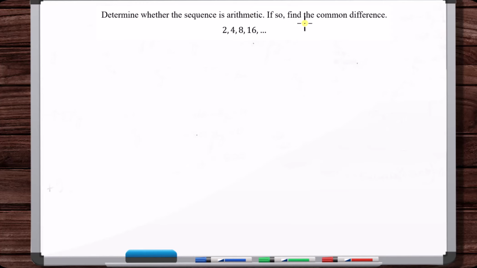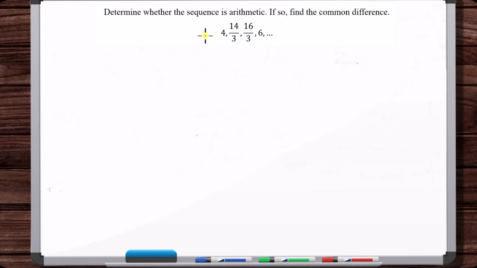If so, find the common difference. Okay, so if we're given a sequence and we want to know if it's arithmetic, again, every term should be adding or subtracting the same amount. So from 2 to 4, we add 2. So for this to be arithmetic, we should be adding 2 to 4. But we're not. We're adding 4 to get 8. And then here we're adding 8 to get 16. So it's not the same difference. So this is not arithmetic.